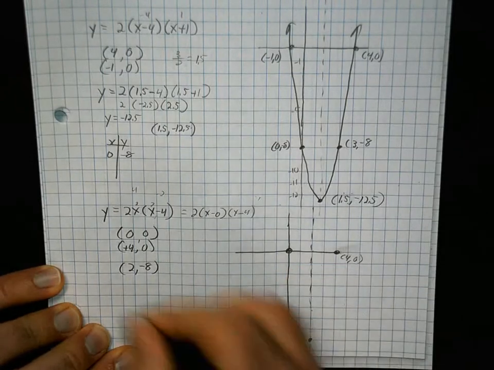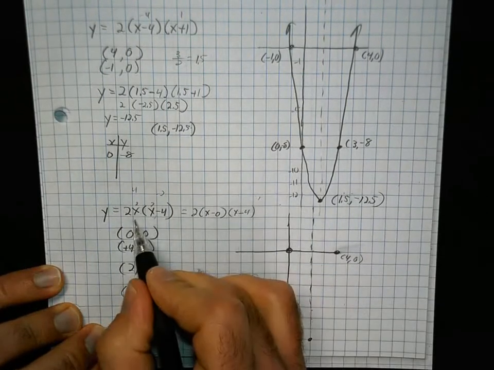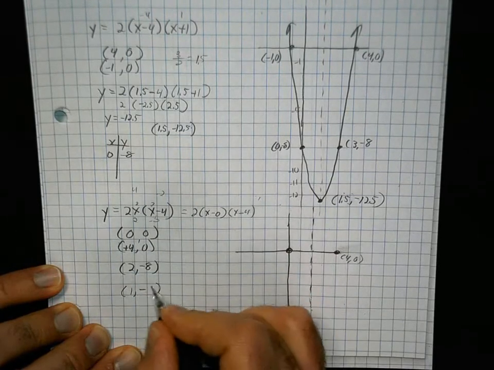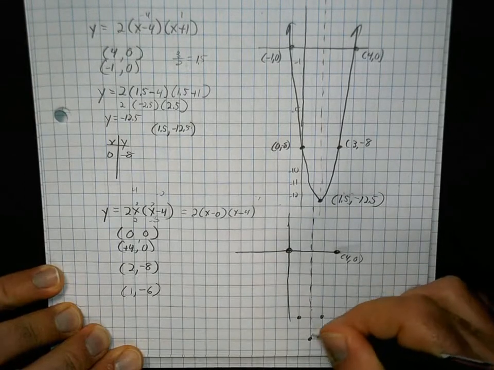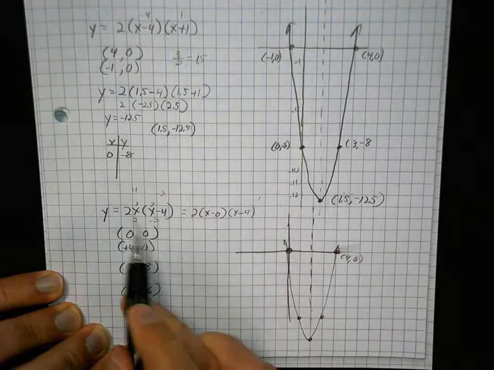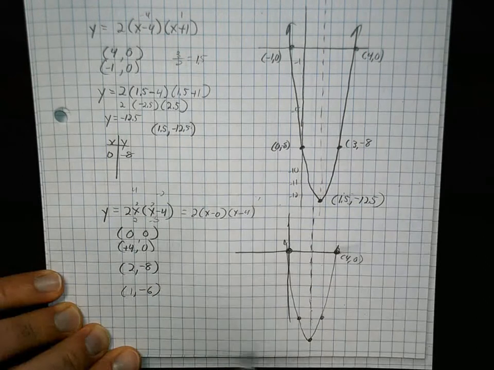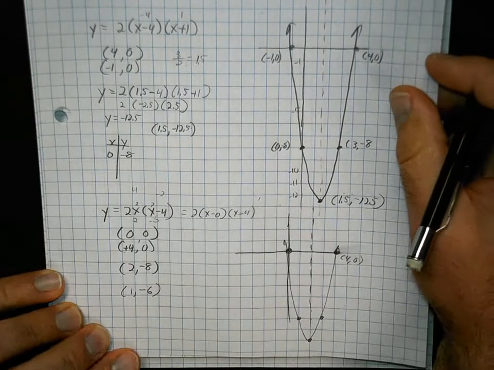I can find one more point. If I substitute 1 in there, that's going to be 2 times 1 minus 4 is negative 3. That's going to be negative 6. Right there. So I've got my graph there. Even though this one doesn't necessarily look like it's in intercept form, it actually is. Okay, so that's how we graph functions that are in intercept form.